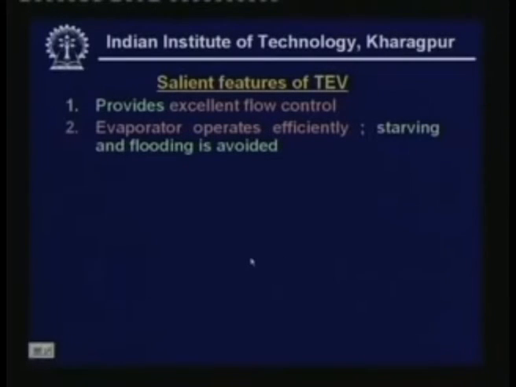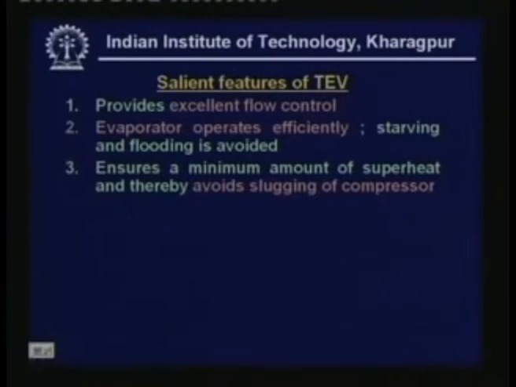Evaporator operates efficiently, because we have seen that you can control the superheat properly. That means you can avoid both starving as well as flooding of evaporator. And this valve ensures a minimum amount of superheat, and thereby it avoids slugging of compressor. Of course, provided you select the thermostatic expansion valve suitably.